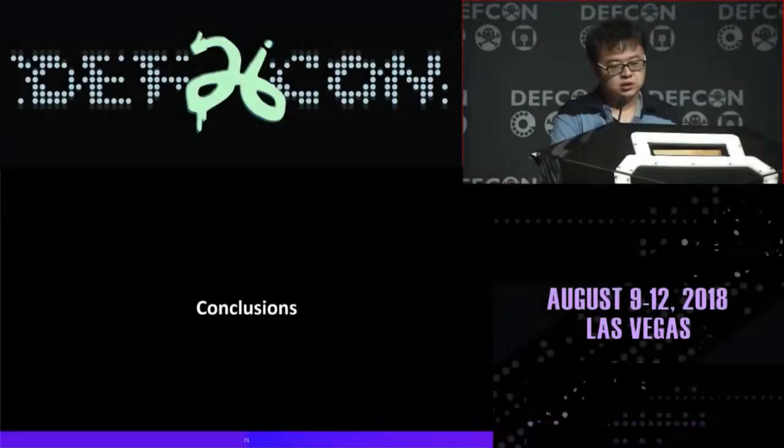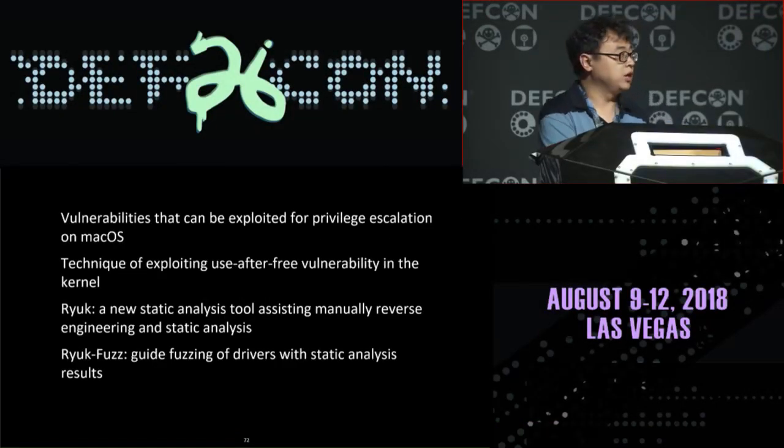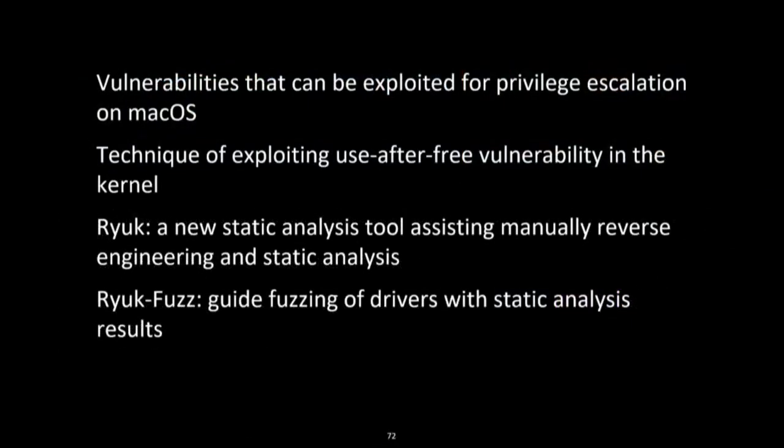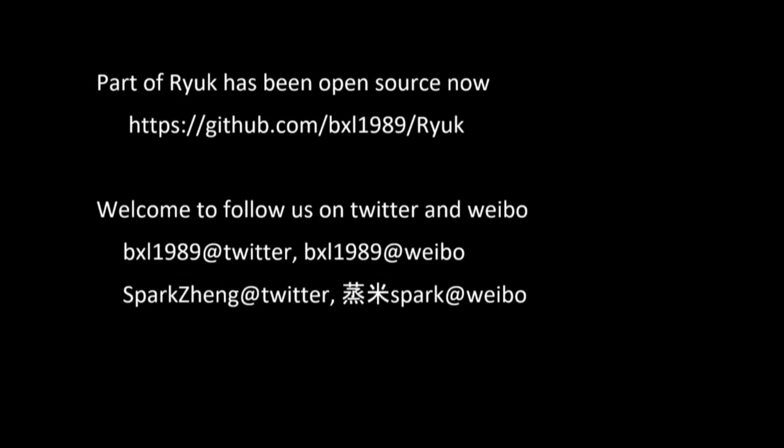So in conclusion, in this talk we have shown several vulnerabilities that can be exploited for privilege escalation on macOS, and we have introduced the technique of exploiting use-after-free vulnerabilities in the kernel. We also explained a new static analysis tool called Ryuk, and showed a use case called RyukFuzz. Most importantly, part of Ryuk has been open sourced.